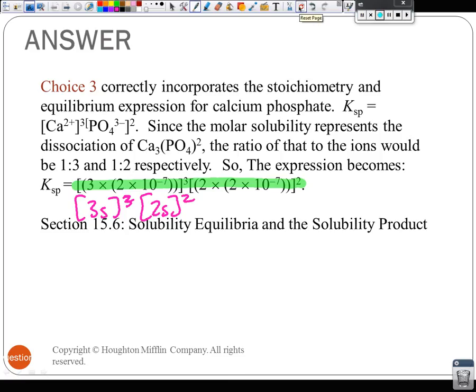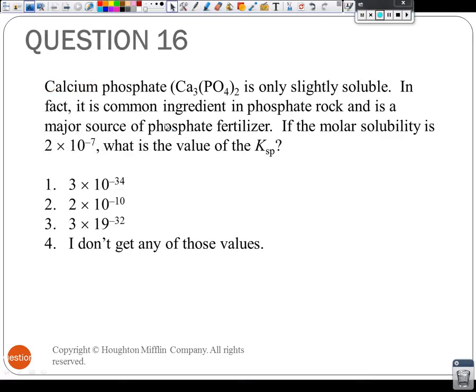Go ahead. Number 3. It's actually 3 times 10 to the negative 32nd. Yeah, that was a typo.